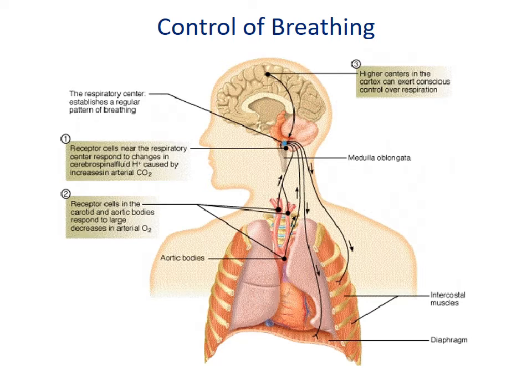Control of breathing is mainly dependent on the pH of our cerebrospinal fluid. And the pH is directly related to how much carbon dioxide is in our bloodstream. So right here it says receptor cells near the respiratory center in the brain respond to changes in cerebrospinal fluid hydrogen ions caused by increases in our arterial carbon dioxide. So as carbon dioxide levels in our blood increase, hydrogen ion concentrations will also increase, and that's also true in our cerebrospinal fluid. So that hydrogen ion increase is going to cause a low pH.